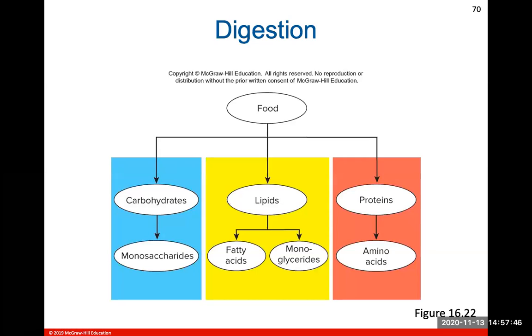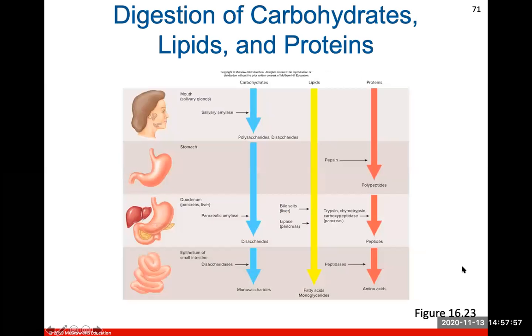So from food, we can break food down into carbohydrates, lipids, or proteins, and then digestive enzymes will continue that breakdown into monosaccharides, fatty acids, monoglycerides, and amino acids.